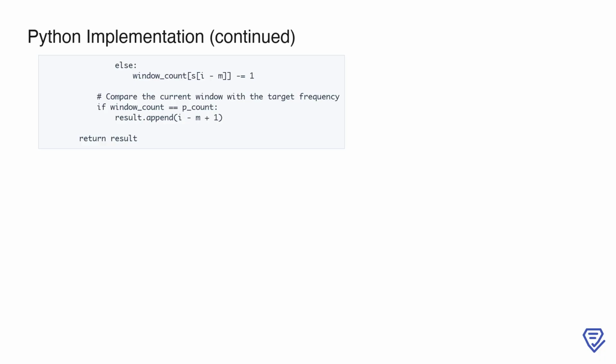Next, we compare the frequency map of the current window with p_count. If the two frequency maps are equal, it means the current window is an anagram of p. In that case, we append the starting index of this anagram to the result list. The starting index is calculated as i - m + 1, where i is the current index in s and m is the length of p. Once the loop completes, we return the result list, which contains all starting indices of p's anagrams in s.